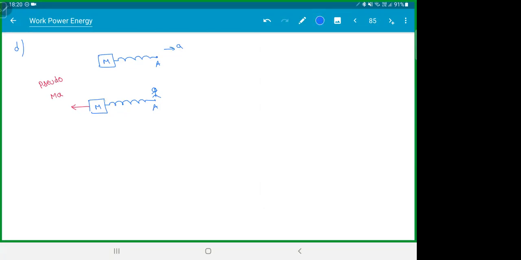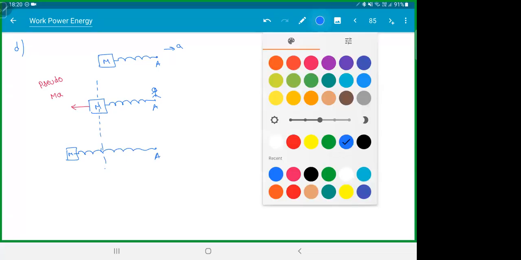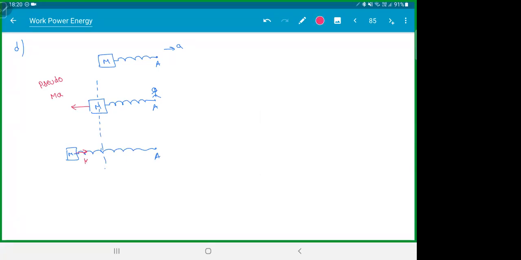Now listen carefully. There is something important here. Most people goof up this part. What these people do, they think at some particular point, the spring force, kx, will become equal to ma. They think kx equal to ma is the maximum elongation. This is not maximum elongation.